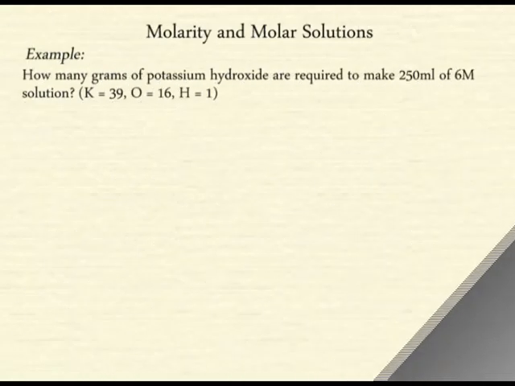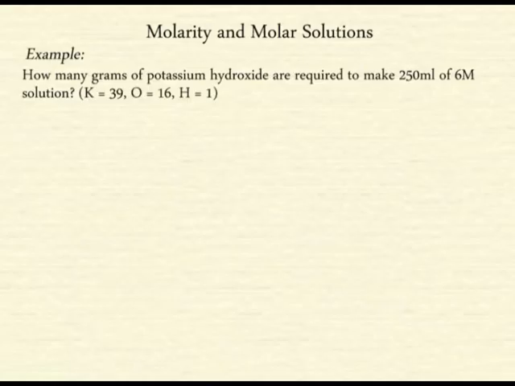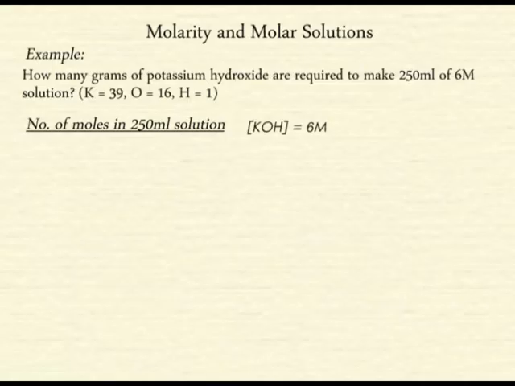Another example. How many grams of potassium hydroxide are required to make 250 milliliters of 6 molar solution? In our solution, first we find how many moles are in 250 milliliters of a 6 molar solution. Molar means the number of moles in 1 decimeter cube, or 1 liter, or 1,000 milliliters, or 1,000 centimeters cube. And so 6 molar means 6 moles are in 1,000 milliliters. How many moles are in 250 milliliters?